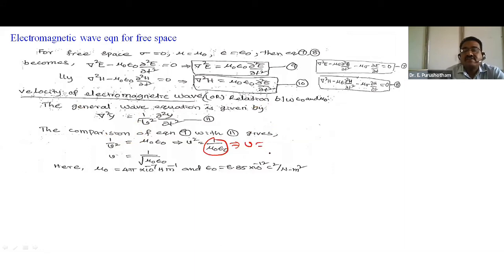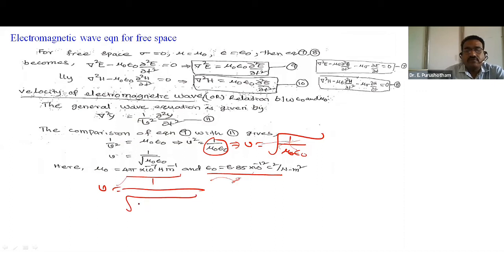From this relation, v is equal to the whole root of 1 by mu naught epsilon naught, that is 1 by root of mu naught epsilon naught. So mu naught value is 4 pi into 10 to the power minus 7 Henry per meter. Epsilon naught is 8.85 into 10 to the power minus 12 Newton meter square per Coulomb square. Substituting all the values here, 1 by root of 4 pi into 10 to the power minus 7 into 8.85 into 10 to the power minus 12. So this value we get 3 into 10 to the power 8 meter per second.